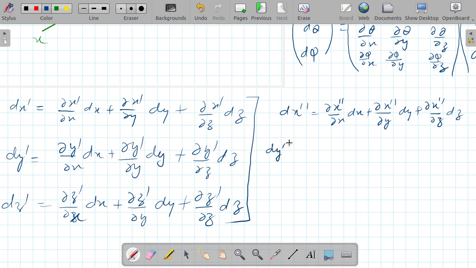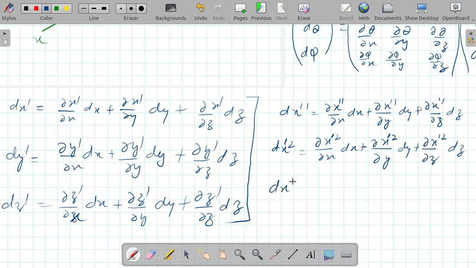Similarly, dx2 prime is equal to curly x2 prime over curly x and dx, curly x2 prime over curly y dy and curly x2 prime over curly z dz, and dx3 prime. It can be written as curly x3 prime over curly x dx plus curly x3 prime over curly y dy and curly x3 prime over curly z dz.